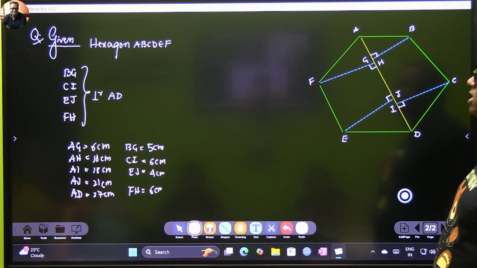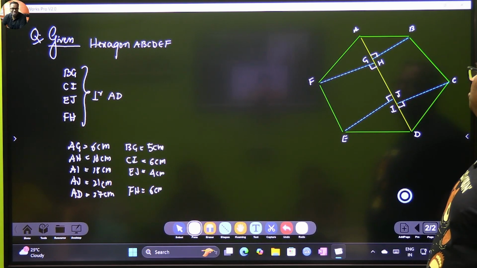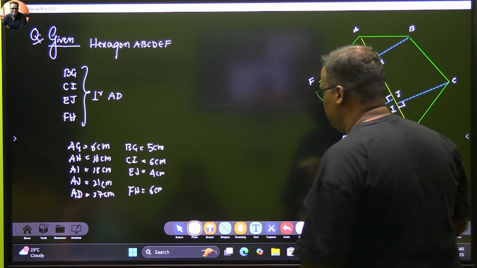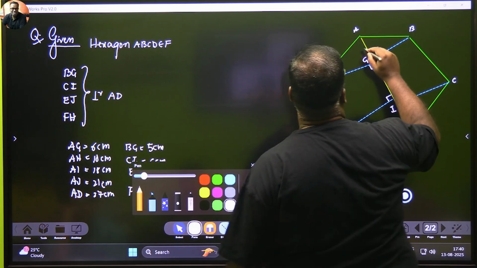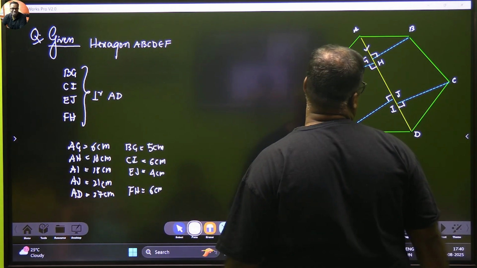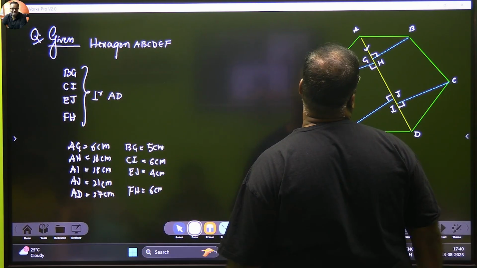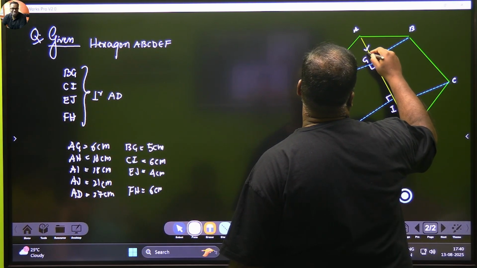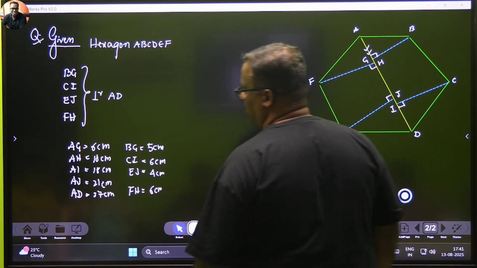Let's see what all measurements we are given. The measurement of AG is given to us. Whatever measurement is given, I'm just putting a tick mark. AH is also given. AG is still this much and AH is the smaller one. Both are given.